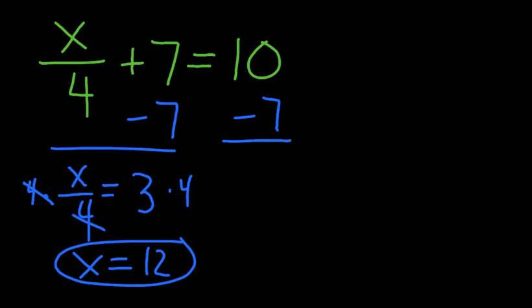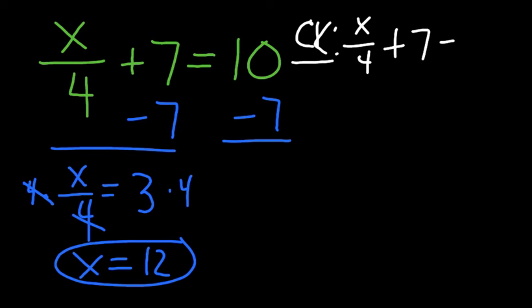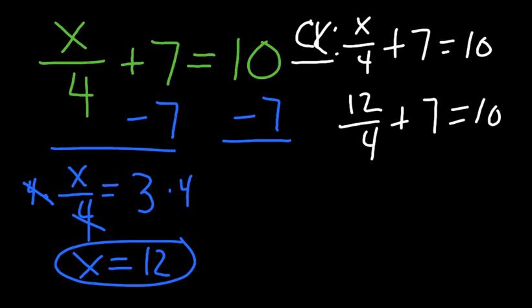Then you have to check it. How do we check? We write the original problem. X over 4 plus 7 equals 10. Well, we think x is 12, so 12 over 4 plus 7 equals 10. Well, let's do the math. 12 divided by 4 is 3. 3 plus 7 is 10. So yes, 10 equals 10.